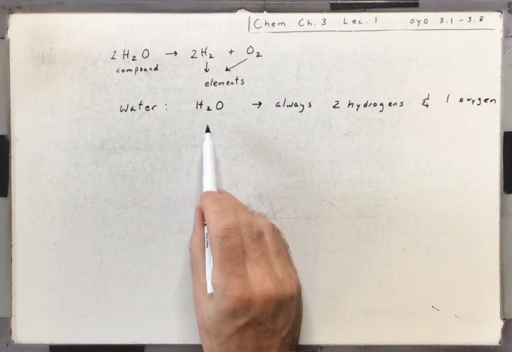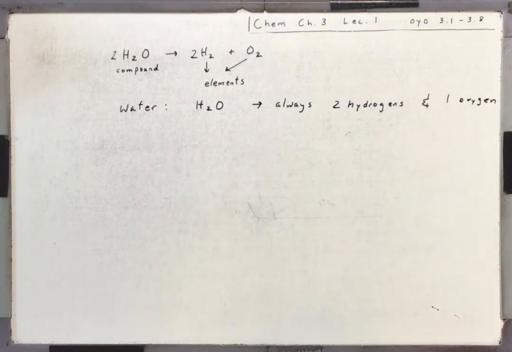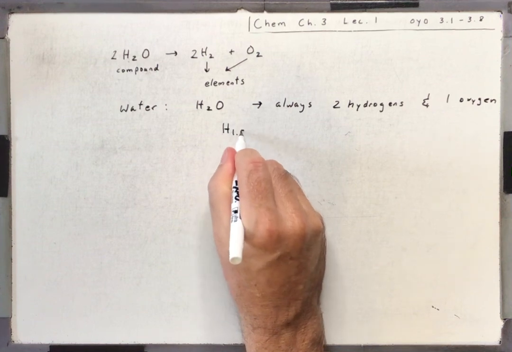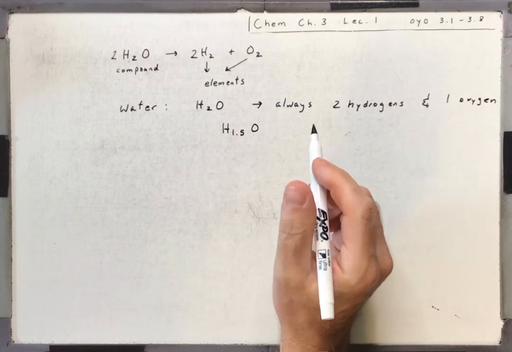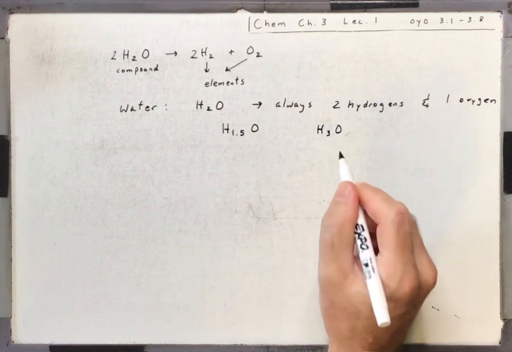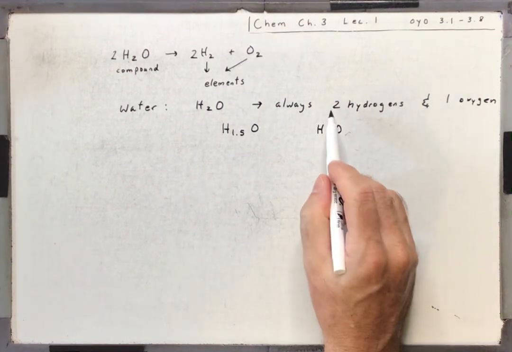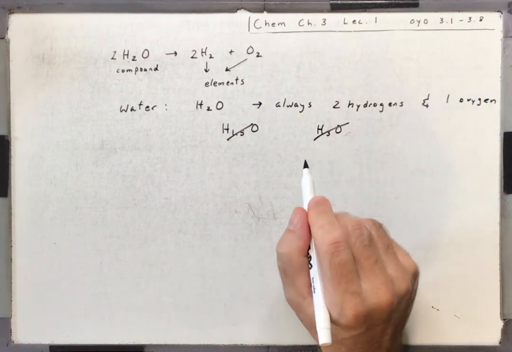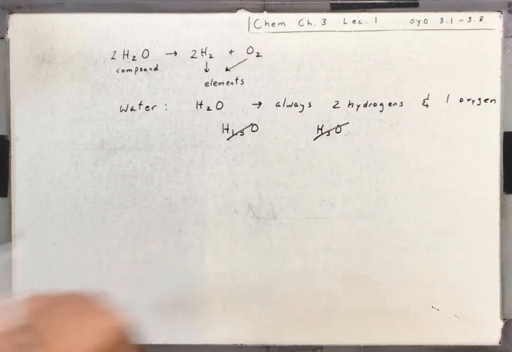It's always that. So there's always that definite proportion. Excuse me. It's never H1.5O. Or water, you know, H3O is not water. It's always 2 hydrogens, 1 oxygen. Okay? So that's the law of definite proportions.